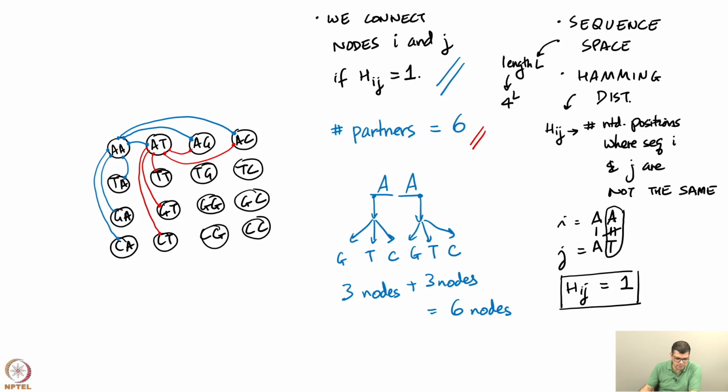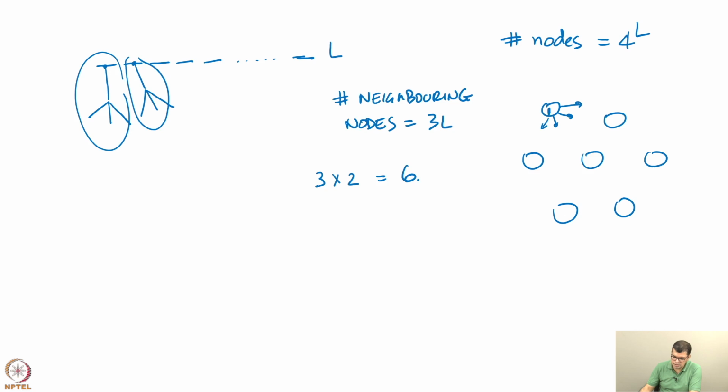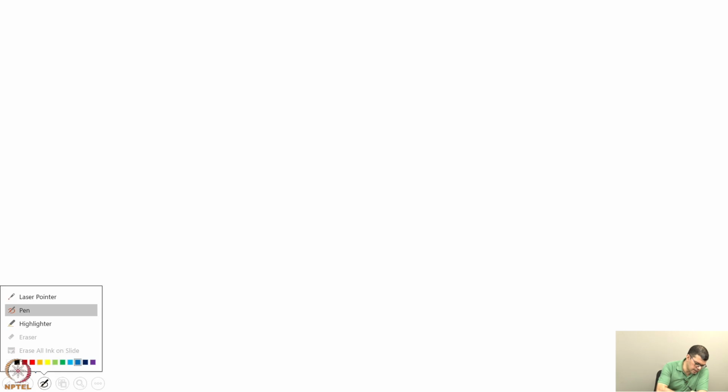So, what do we do next? Now, there is only one thing left, that in this diagram we are going to have to draw that diagram again. Node number 1, node number 2, going all the way to node number 4 to the power L.